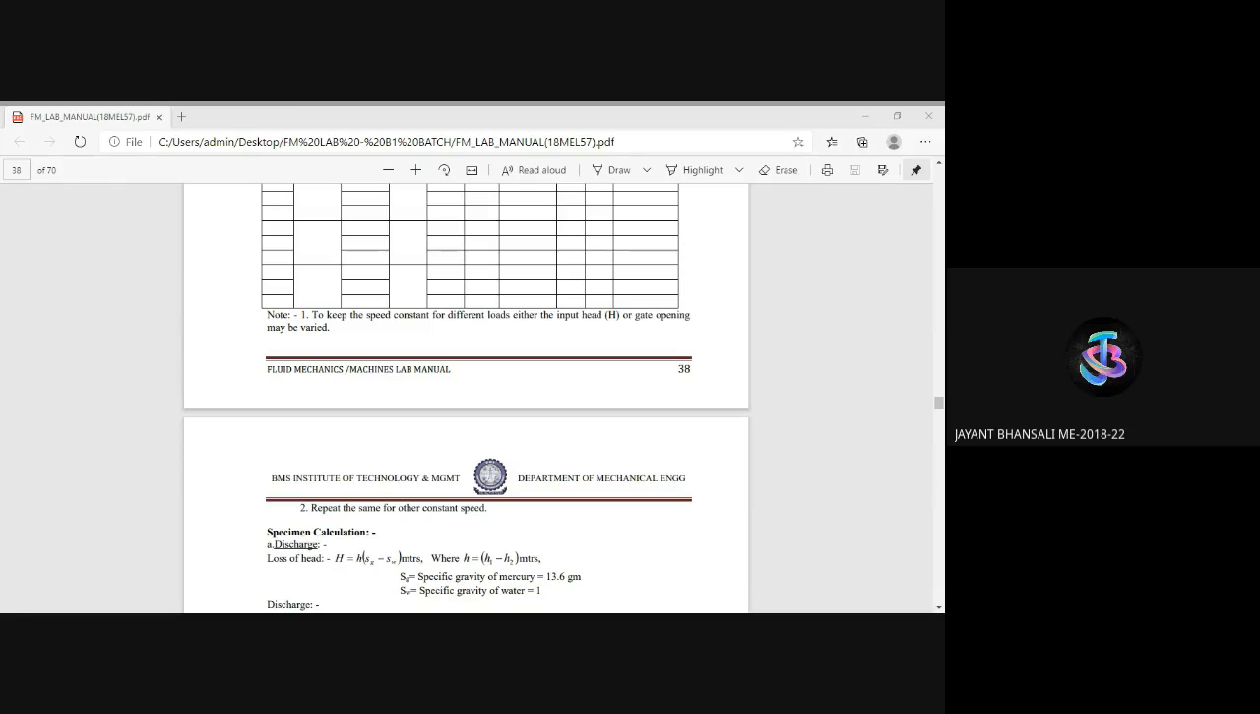So can you show the observations, one second? Observations for what? Constant speed. Yes, sir.